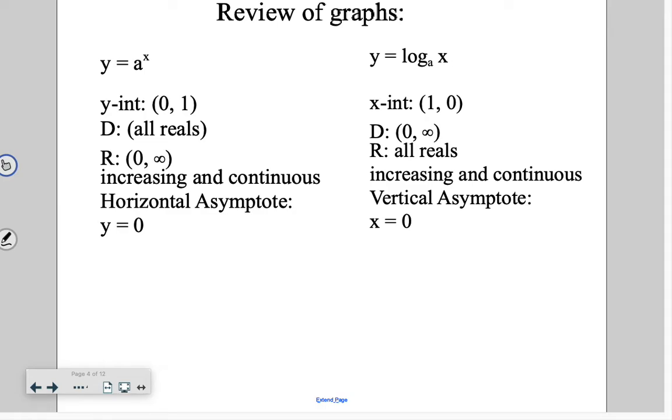It is still increasing and continuous. We'll talk about what the graph looks like. And instead of a horizontal asymptote at y equals 0, we now have a vertical asymptote at x equals 0. And that's all because of that inverse concept, because they are inverses. Flipping the x's and the y's, and if you take a look over on the side over there, you can see the log graph right next to the exponential one. You can see those together, and we'll build where that's coming from. We'll relate those two.